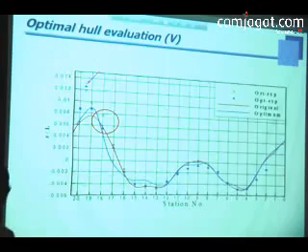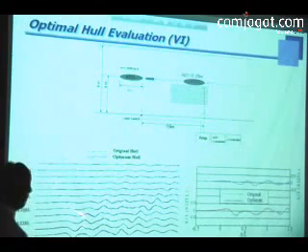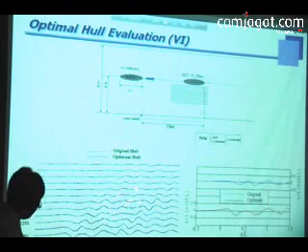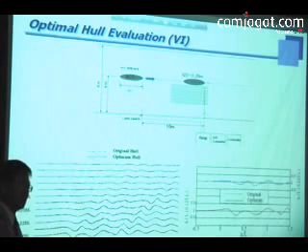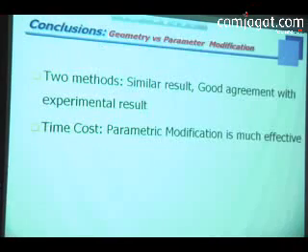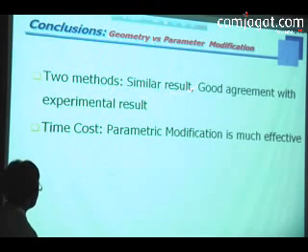Next page. And then this is wave cut analysis. We measure all wave cuts. So most of you can see, wave height was decreased for the optimized. Next page. Conclusion for this, two methods, similar results, a good match with experimental results, but on time, parametric modification is much more effective.